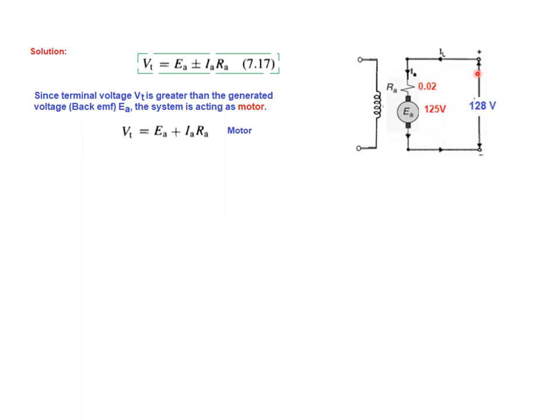We supply with the supply and the motor rotates. So the formula will be VT, the terminal voltage, is equal to EA, the back EMF or back voltage, plus the losses in the armature terminal. The armature resistance has been shown separately. This is the equation that we follow for a motor. Now this is the general equation with a plus-minus sign. Plus is taken for a motor and minus is taken for a generator.